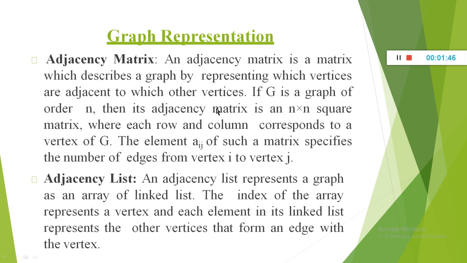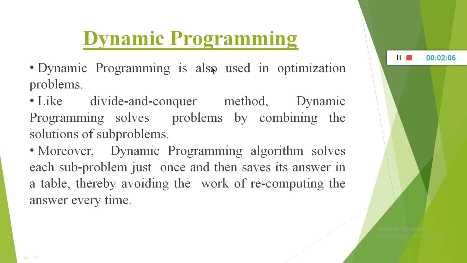To solve this traveling salesman problem, we are using the data structure called a graph. As you know, a graph is a collection of nodes and edges. To represent this graph, we are using the adjacency matrix and adjacency list. You have already studied how to represent the graph in the computer system. These are the data structures we are using: matrix and list.